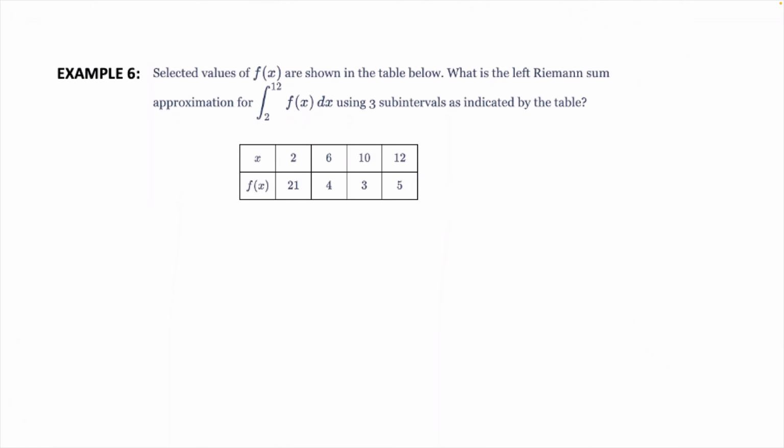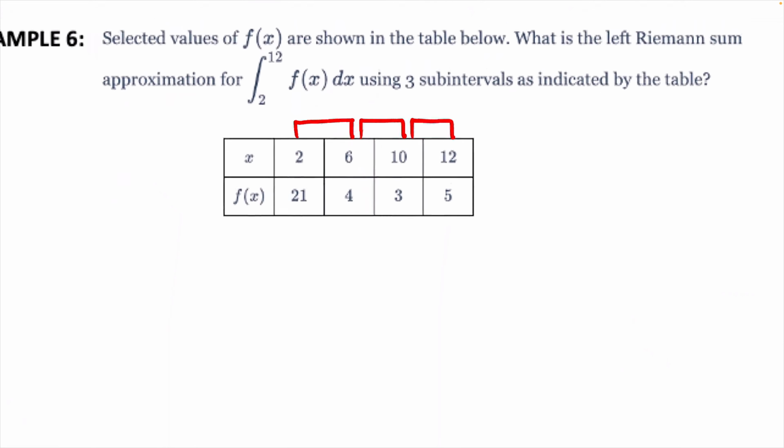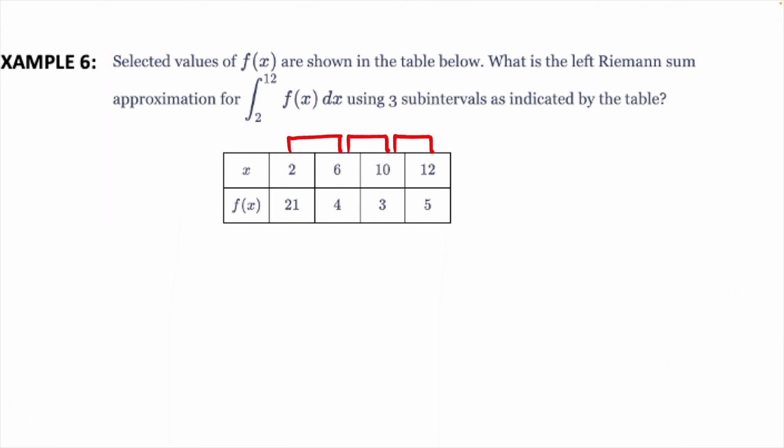So the first rectangle is going to go from 2 to 6, so it's going to be 4 wide. The next one's also going to be 4 wide. And the last one's going to be 2 wide. Since they want 3 rectangles, that's the best I could do. And it doesn't say the rectangles have to be the same width. I think I did it right. Okay, so this one's an LRAM.